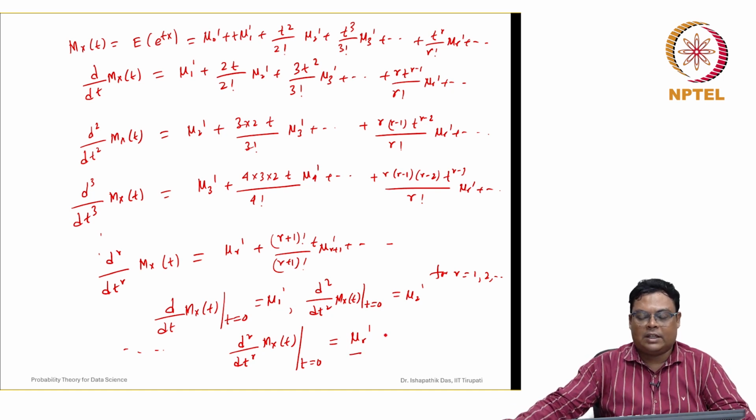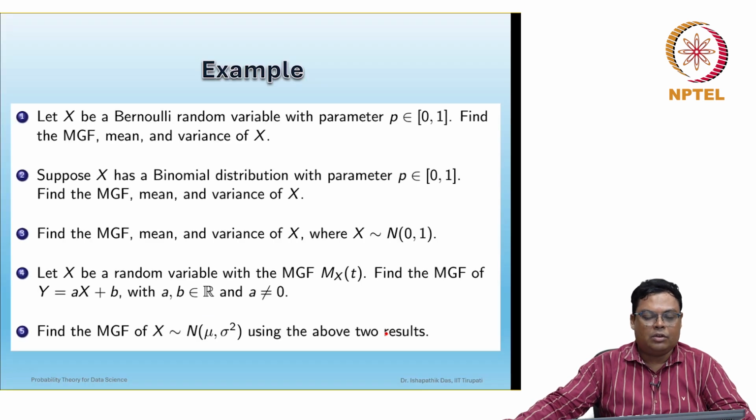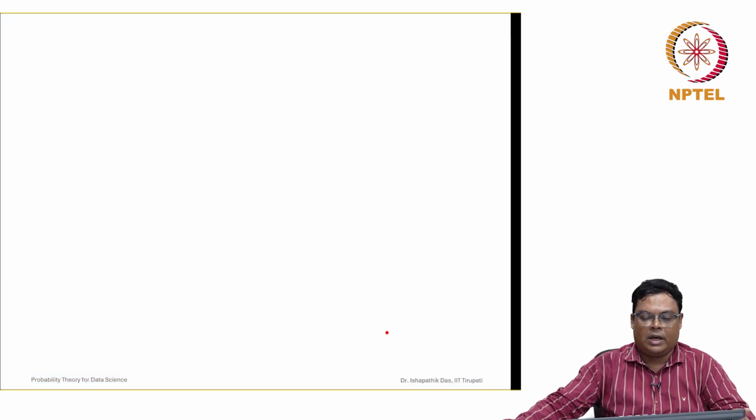Now we will discuss some examples of how the moment generating function may be useful. Let us consider this example. Let X be a Bernoulli random variable with parameter p in (0, 1). Find the moment generating function, mean and variance of X. We have already computed those things, but here we will use the moment generating function. First we will find the moment generating function, and then we will find the mean and variance of X. Let us do that.